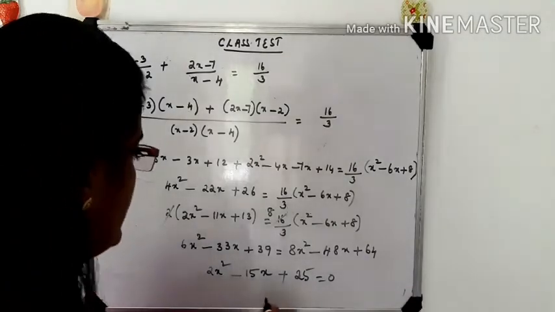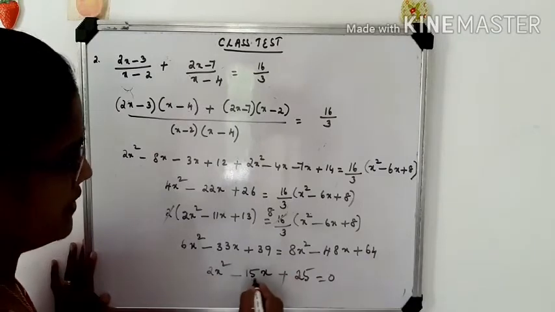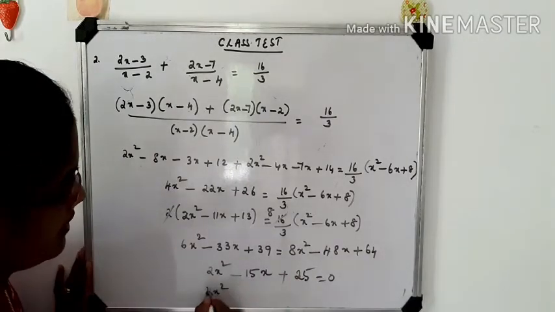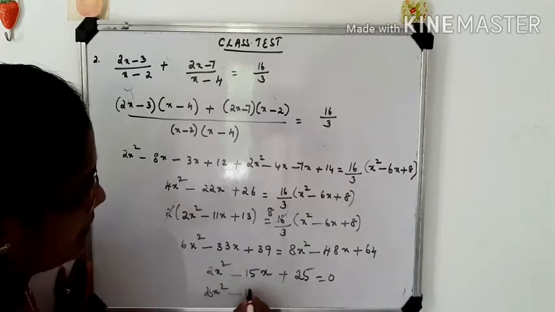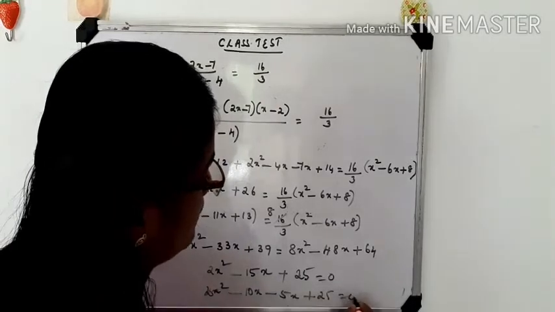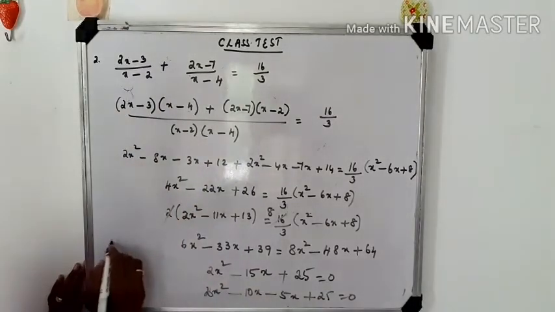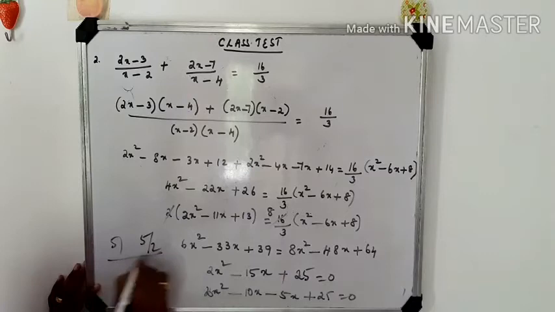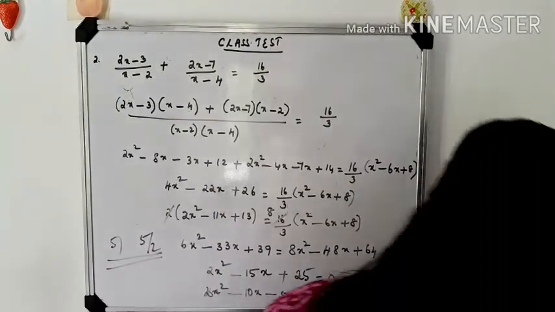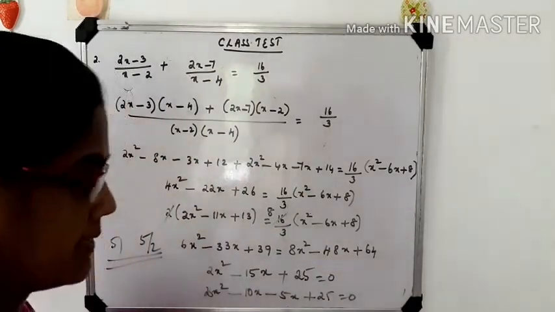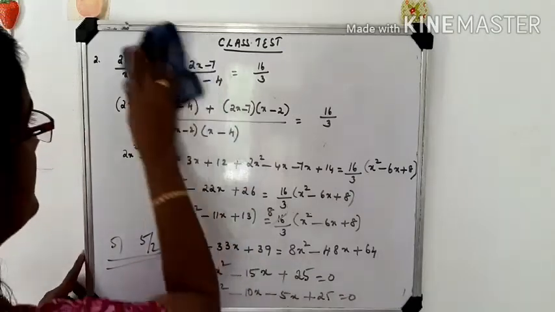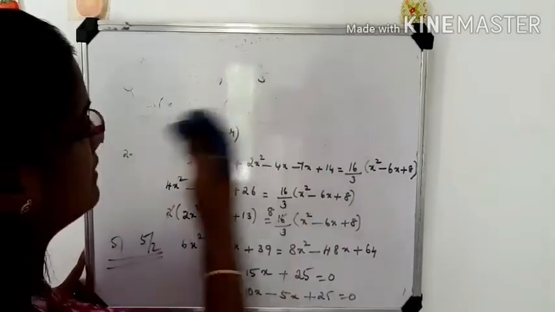Now splitting the middle term, product should be 50 and sum should be −15, so −10 and −5. From here you can do 2x² − 10x − 5x + 25 = 0. Solving, your answer will be 5 and 5/2. So the answers are 5 and 5/2, but very few only got this answer. It means many of you are making mistakes in this section. So check your answer.